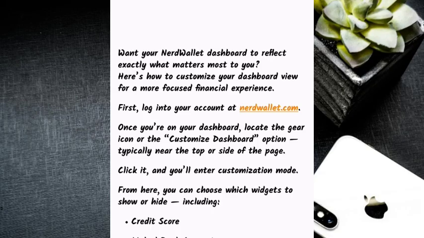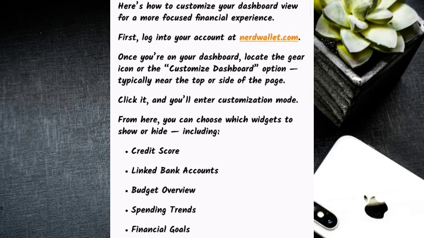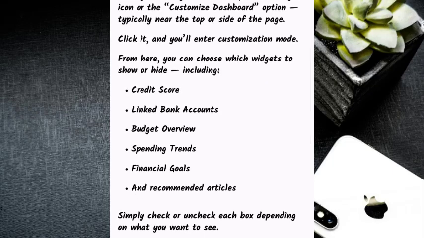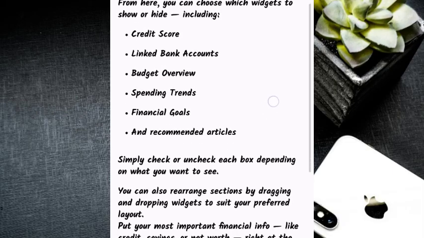From here, you can choose which widgets to show or hide, including credit scores, linked bank accounts, budget overviews, spending trends, financial goals, as well as recommended articles. Simply check or uncheck each box depending on exactly what you want to see.